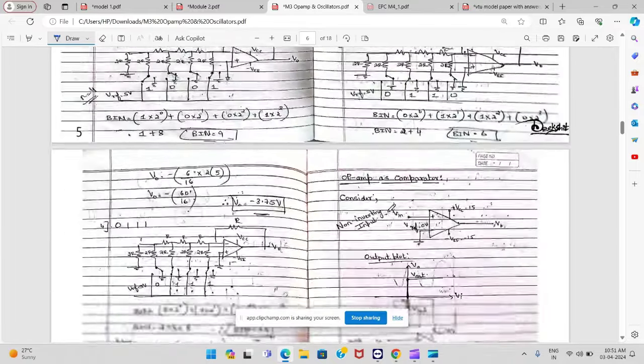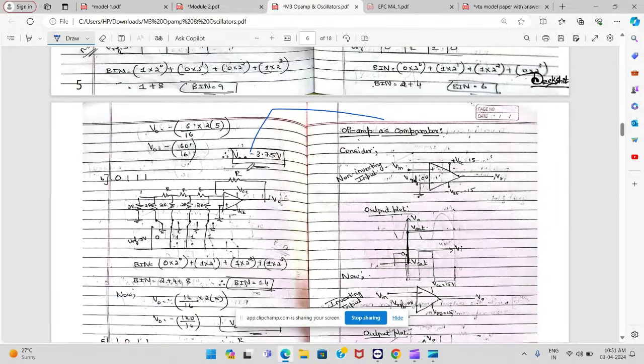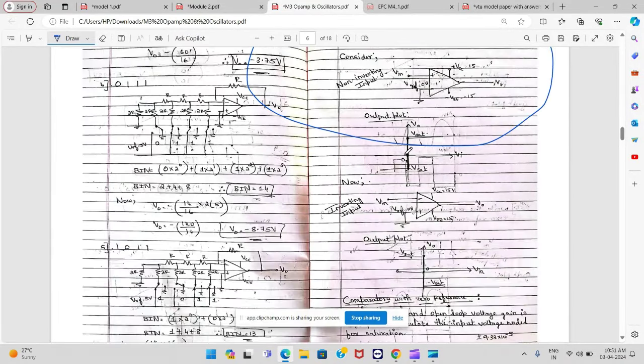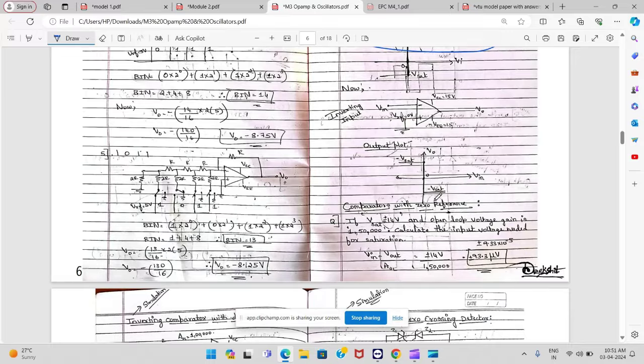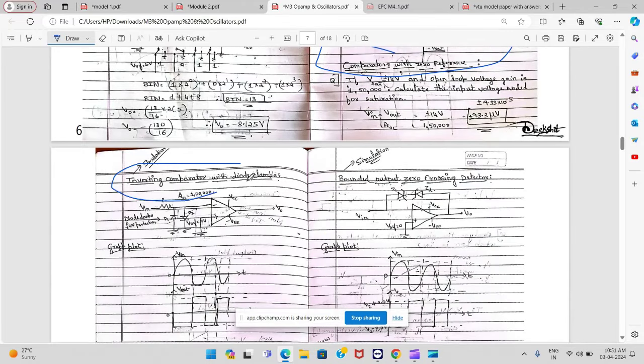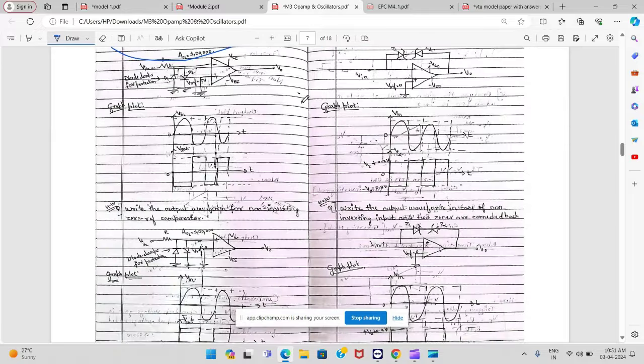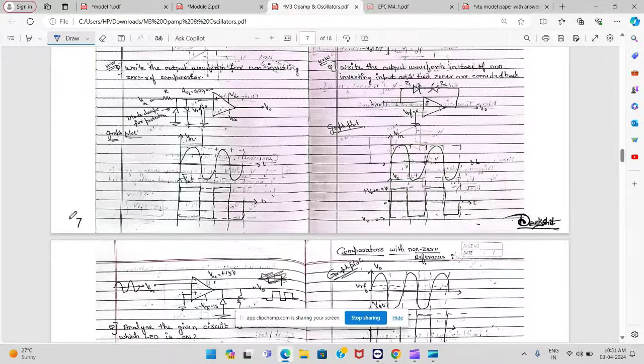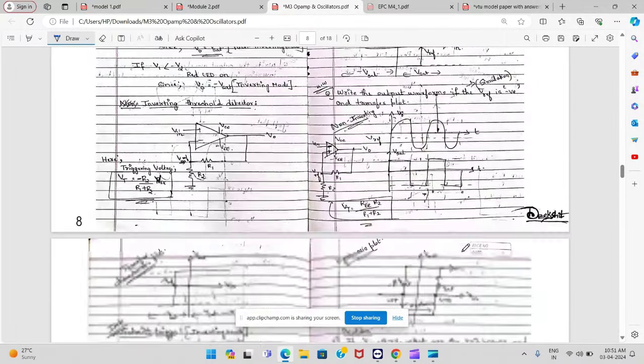So these and all are the problems related to that. Then this is very very important. Op amp as comparator. Okay, comparators with zero reference, non-zero reference, inverting comparators. Please pause the video and refer to it down. All the waveforms are very very important here.